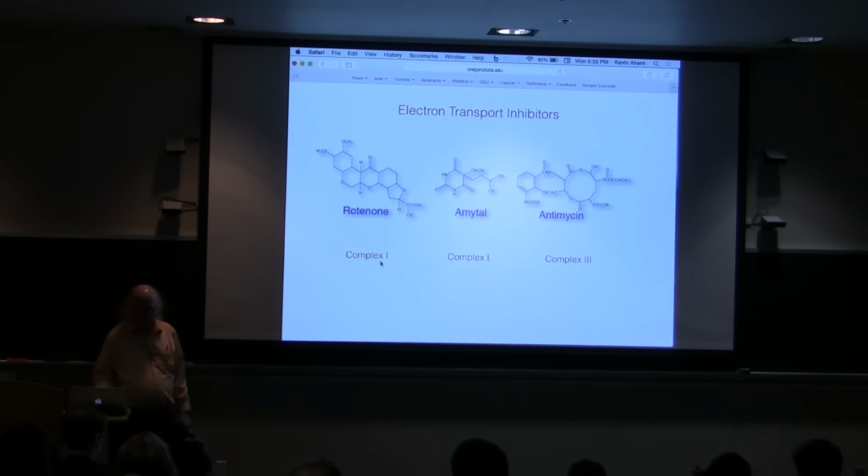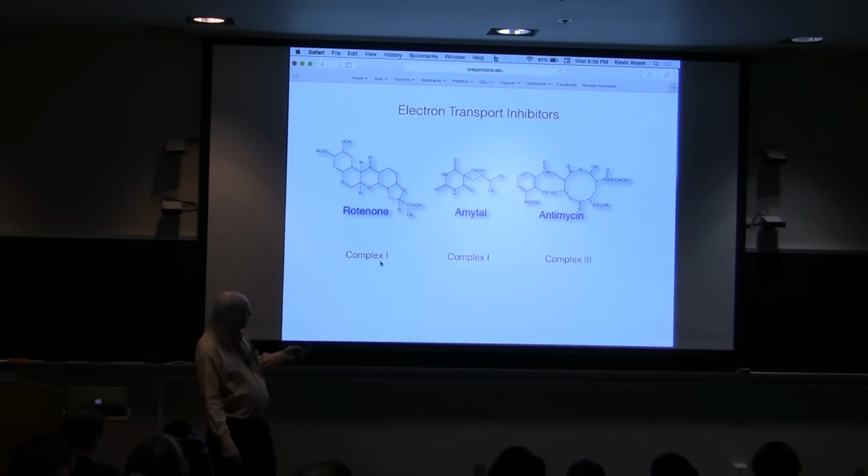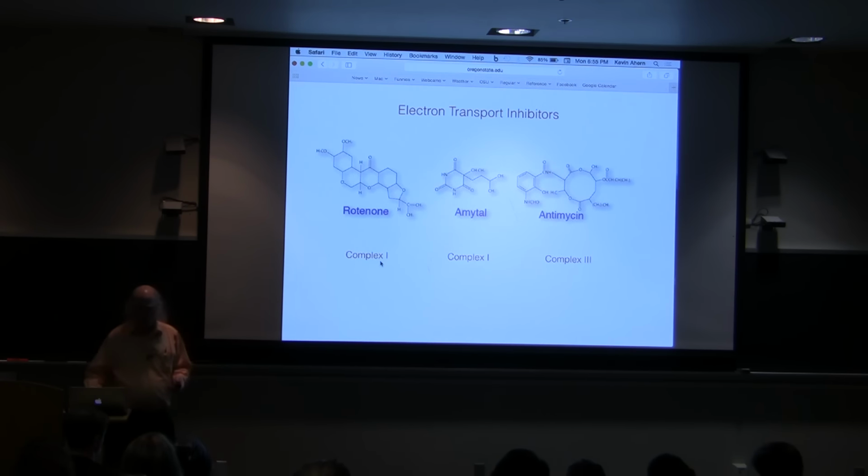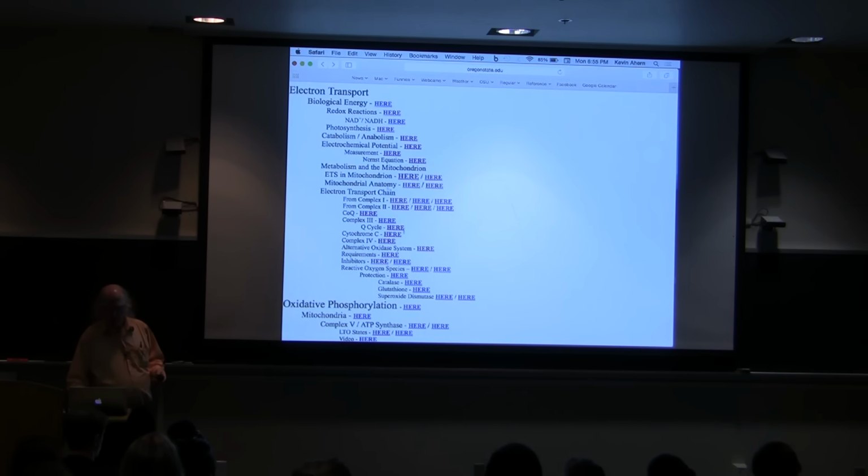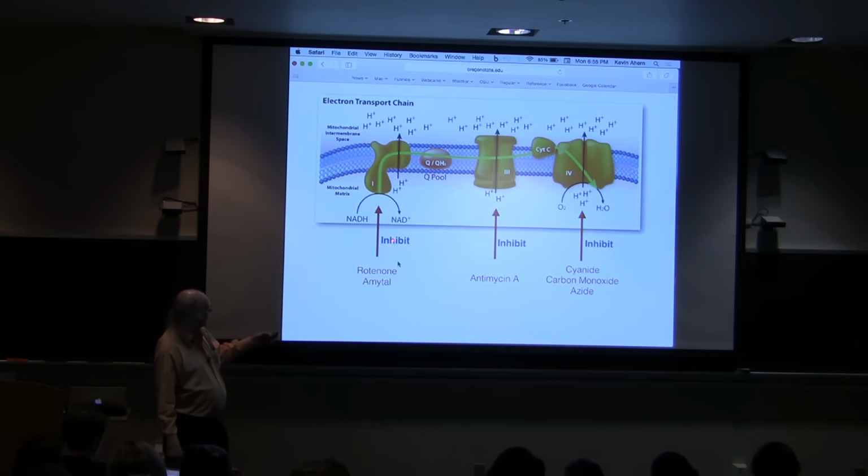All right, I talked about inhibitors. Rotenone and amytal inhibit complex 1. I pointed out they weren't quite as poisonous as some of the ones that inhibited the other complexes. Antimycin inhibits complex 3. And then I pointed out other inhibitors and where they inhibit.